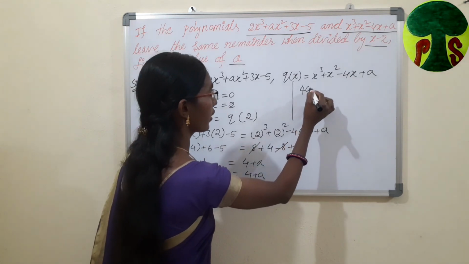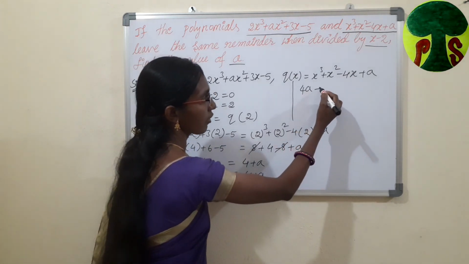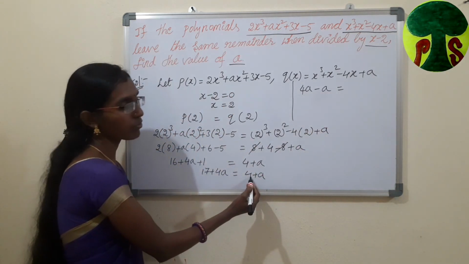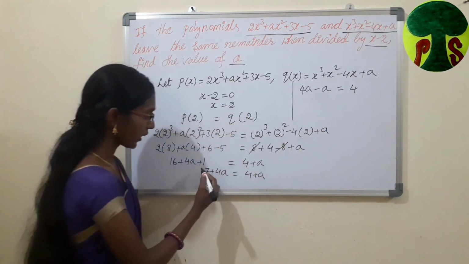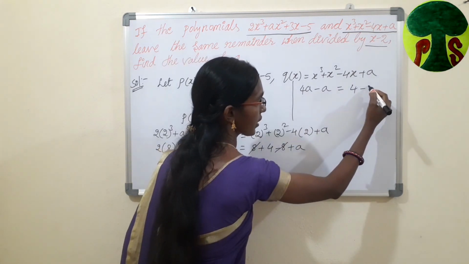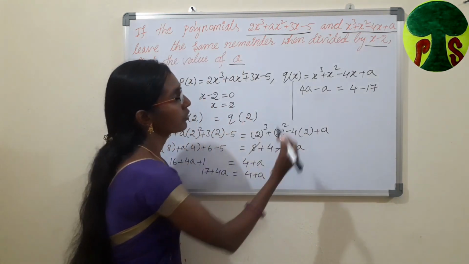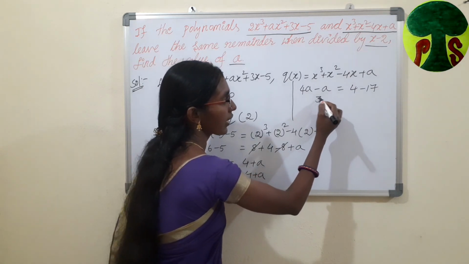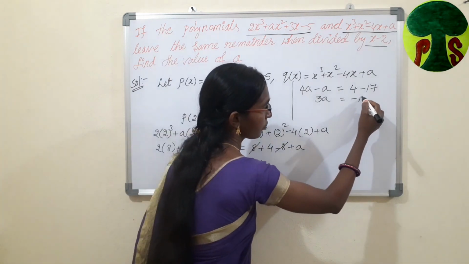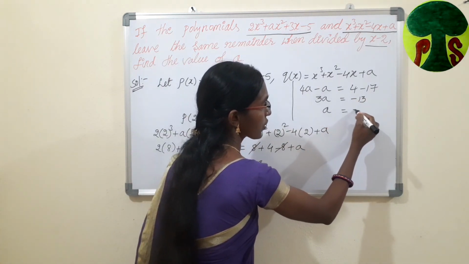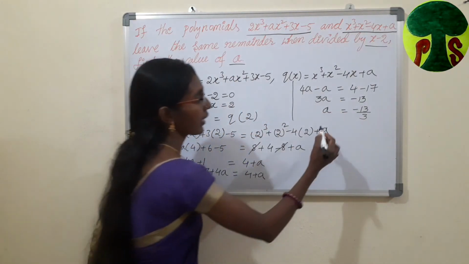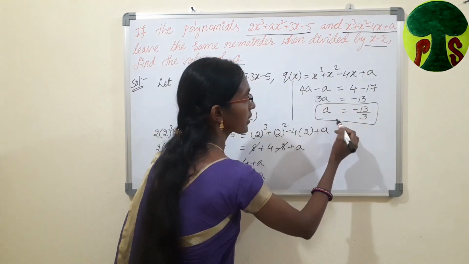So 4a, here plus a is there. When it comes to left hand side, that becomes minus a, which is equal to, here the constant term is 4, and I am taking 17 to right hand side. Plus 17 is there. When it comes to RHS side, that becomes minus 17. Now 4a minus a is how much? That is 3a. 3a is equal to 4 minus 17 is minus 13. Now a is equal to minus 13 by 3. What is the value of a? A is minus 13 by 3. This is the required answer.